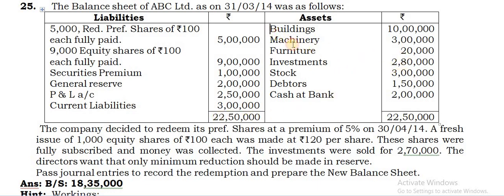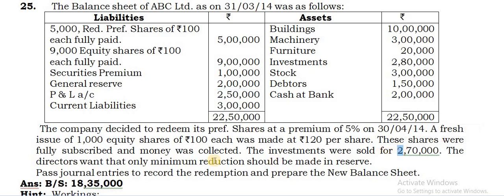Then here, same as in the previous problem, these three you show under fixed assets. Investments you show separately as non-current investments. Here the investments are also being sold, for 2,70,000 as you can find here. And what is the investments worth here? 2,80,000. Now they are being sold at 2,70,000, at a loss of 10,000 rupees. So the 10,000 you have to make good out of the profit and loss account.